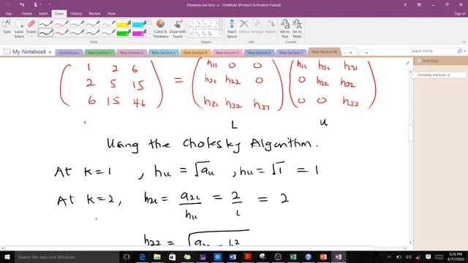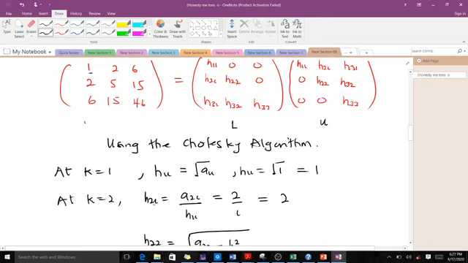So when k is equal to 1, the first step, we set h11 to be equal to the root of a11. That means h11 will be equal to the root of 1, because this is our a11 and it is 1, which gives us 1. Then, having found h11, we are left with 5 unknowns.